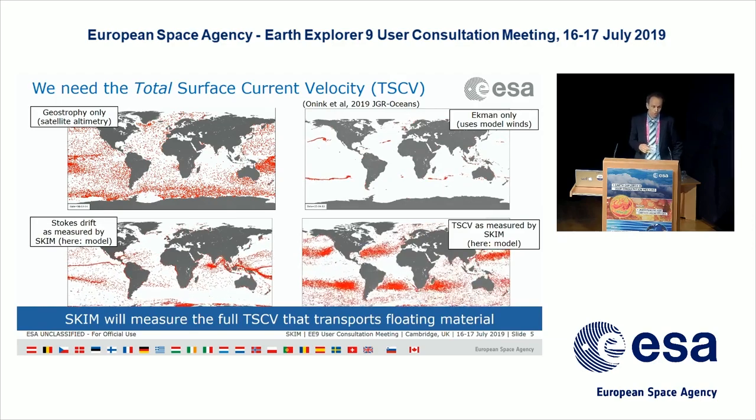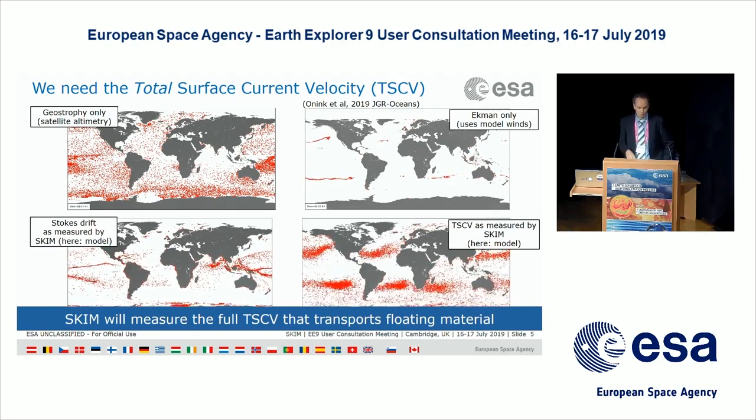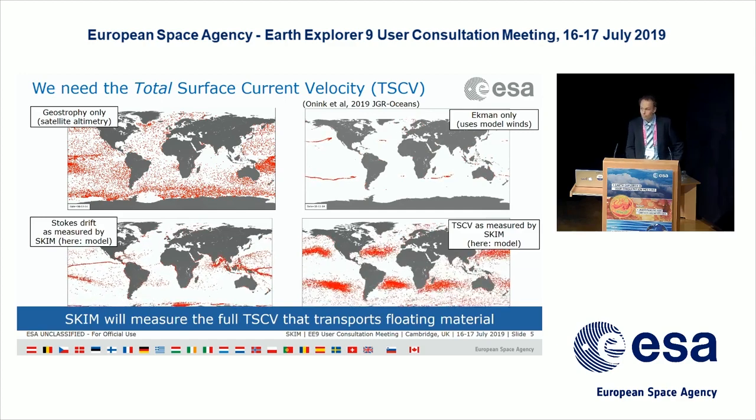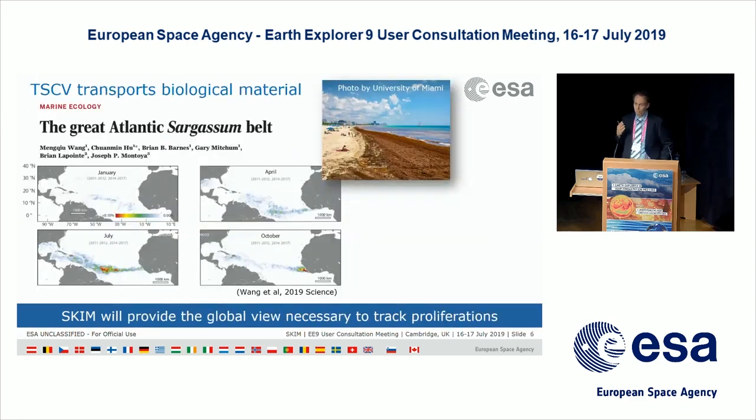But it's not only about anthropogenic floating material. The TSCV also carries a lot of biological material. Think about fish larvae from commercially important species and many other organisms. One organism getting particular attention these days is sargassum.